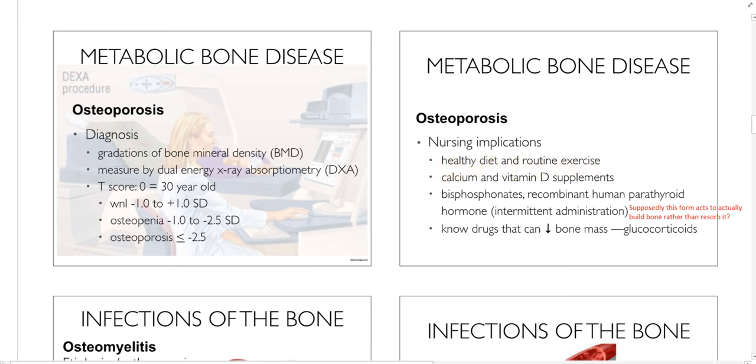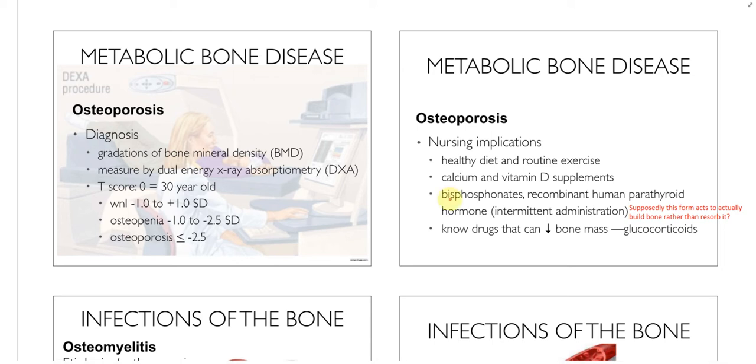So the healthy diet, we got to make sure they have plenty of calcium, vitamin D supplements if they're not getting out into the sun, or if they have problems synthesizing vitamin D. And we want to get them on routine exercise to make sure that we have enough stimulation to promote bone growth in the first place.